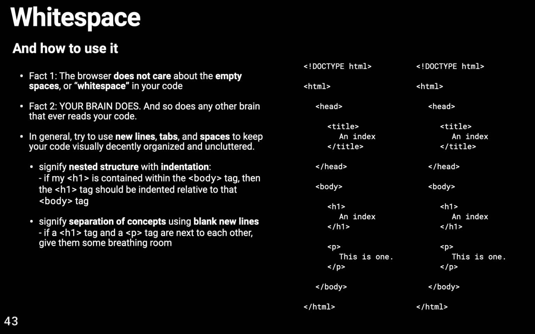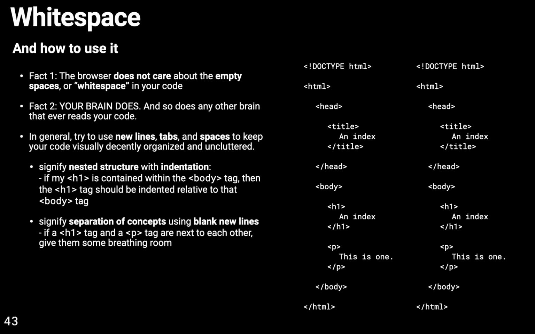And then also signify the separation of concepts using blank new lines, right? So if an H1 tag and a P tag are right next to each other in the code, it's good to give them a little breathing room, right? So just as we've been talking about objects, well, your eyes also see objects, right? So you can see over here how I have sort of a visual, it's easy to visually see where things are.